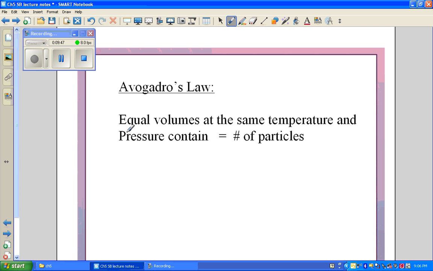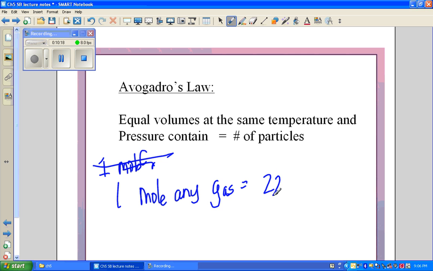Avogadro's law says that equal volumes at the same temperature and pressure contain an equal number of particles. So we learned in General Chem that 1 mole of any gas is equal to 22.4 liters. Remember that this has to be at STP. So we have standard temperature, 273 Kelvin, and we have to have 1 atmosphere or 760 millimeters of mercury.